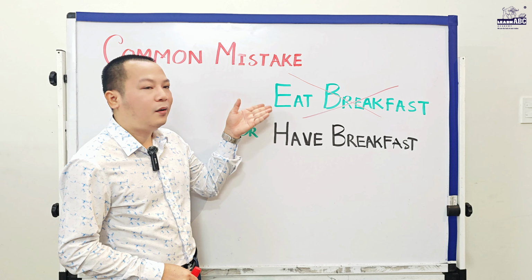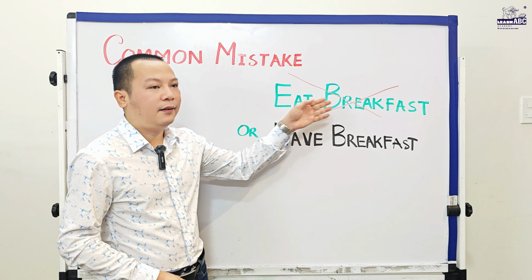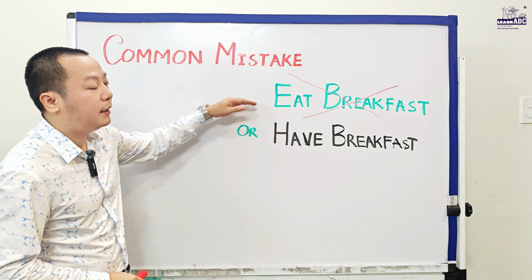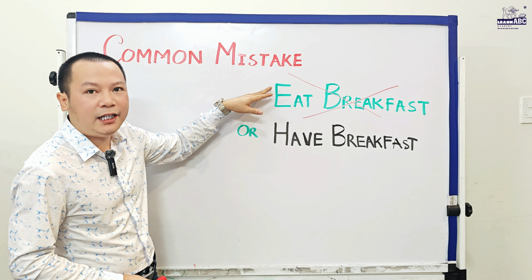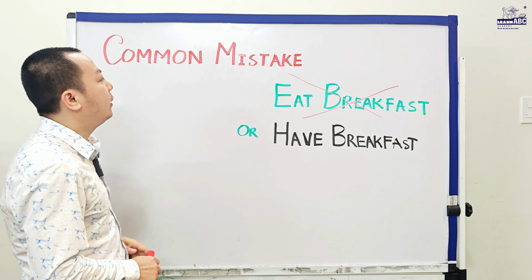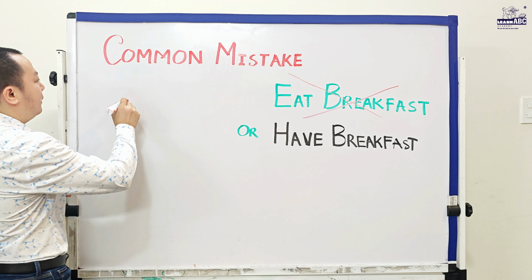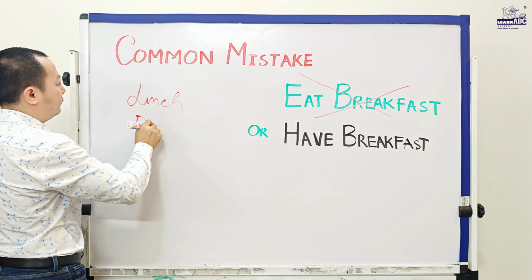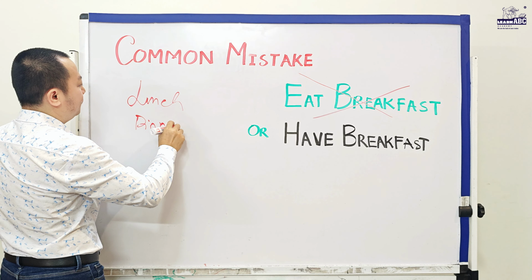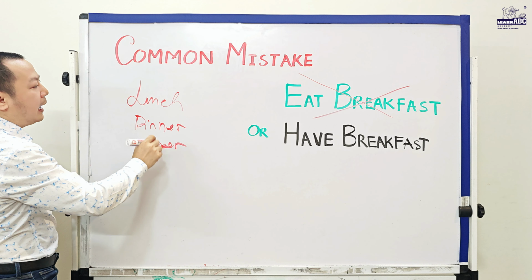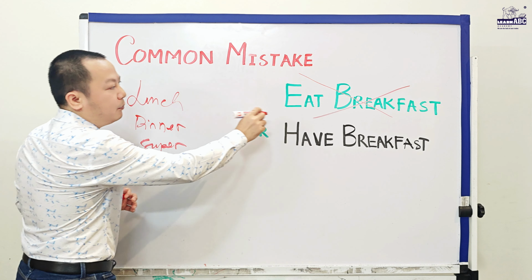Eat breakfast or have breakfast. This is a very common mistake I have seen in many students. They say eat breakfast. No, we don't say eat breakfast. We say have breakfast. For a meal, like breakfast, lunch, or dinner, or supper, we use have. We don't say eat breakfast.